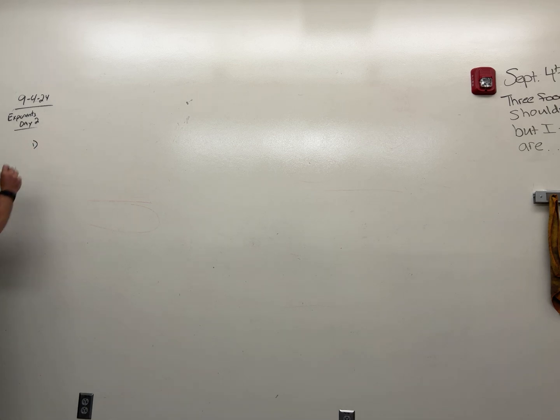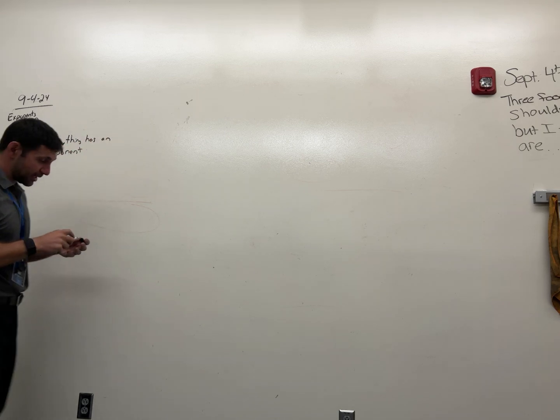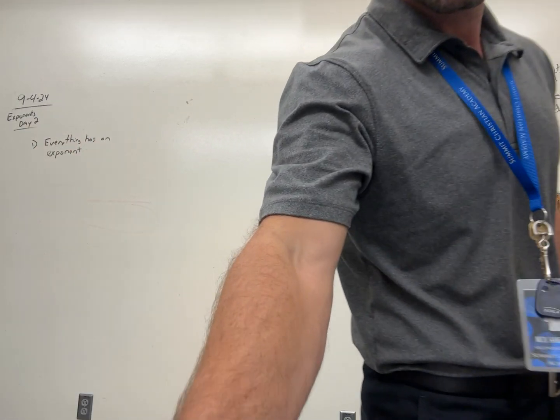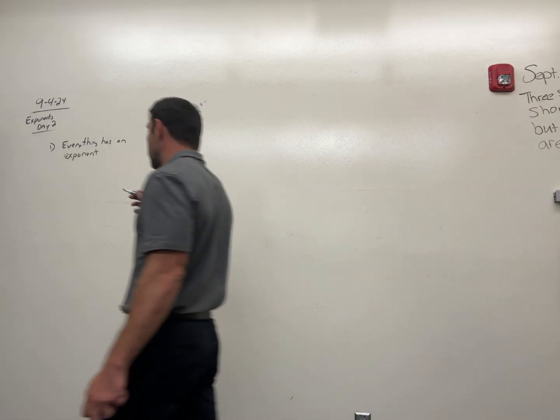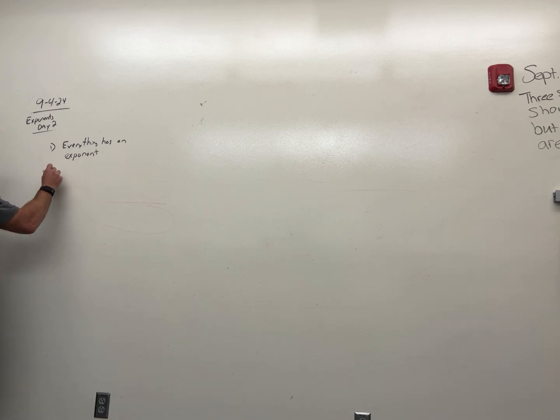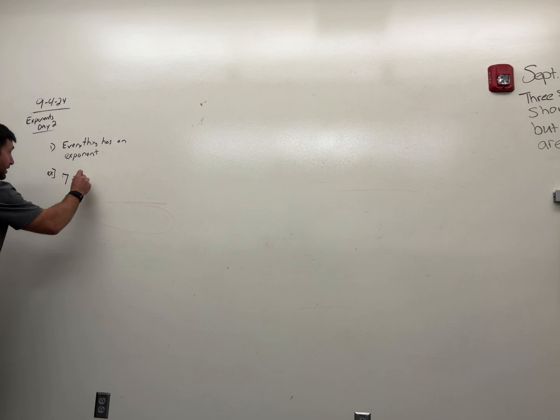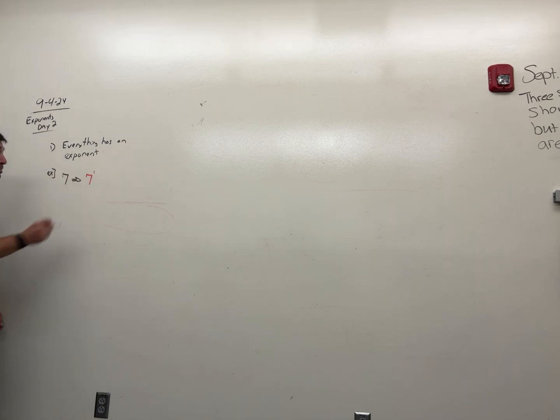So here's rule number 1. Everything has an exponent. Those of you who were here yesterday, this isn't new. We did this yesterday. Everything has an exponent. What do you mean? The base is 7. What's its exponent? If there's not an exponent, what number does it have to be? 1. So this is really 7 to the first power.